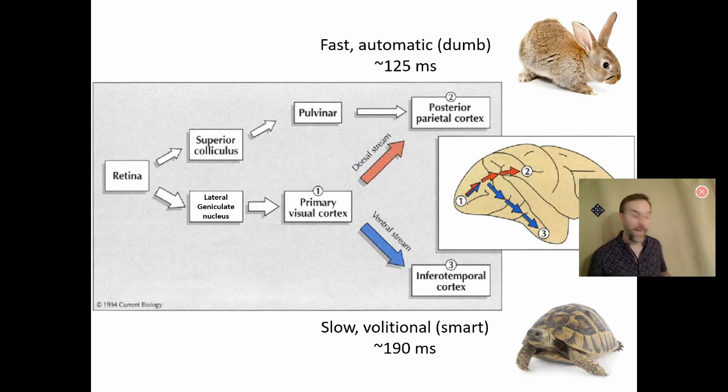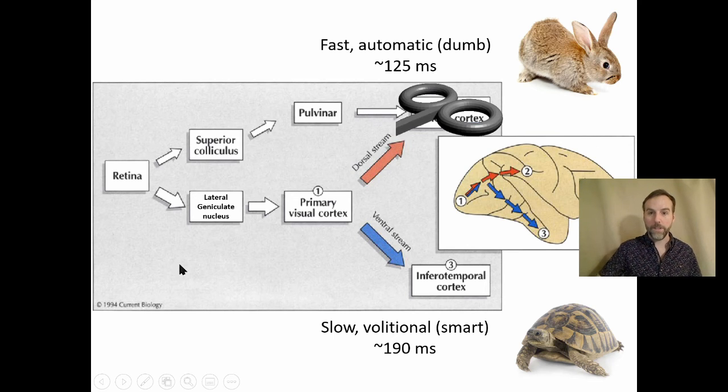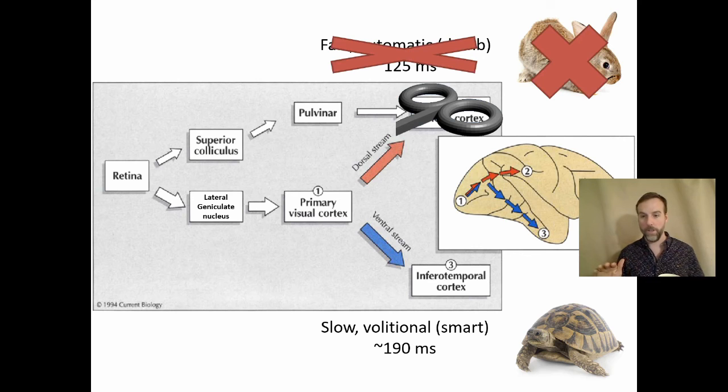Let's get back to applying it to the dorsal and ventral visual streams. So essentially what we're going to do in the next couple studies is take the TMS coil, put it over the posterior parietal cortex, and stimulate it. We're going to overload it so that it's off for a split second in time. Basically, we're going to take out the fast automatic system. If the fast automatic system is indeed mediated by the posterior parietal cortex, then when we TMS the posterior parietal cortex, we should lose or prevent these fast automatic corrections.